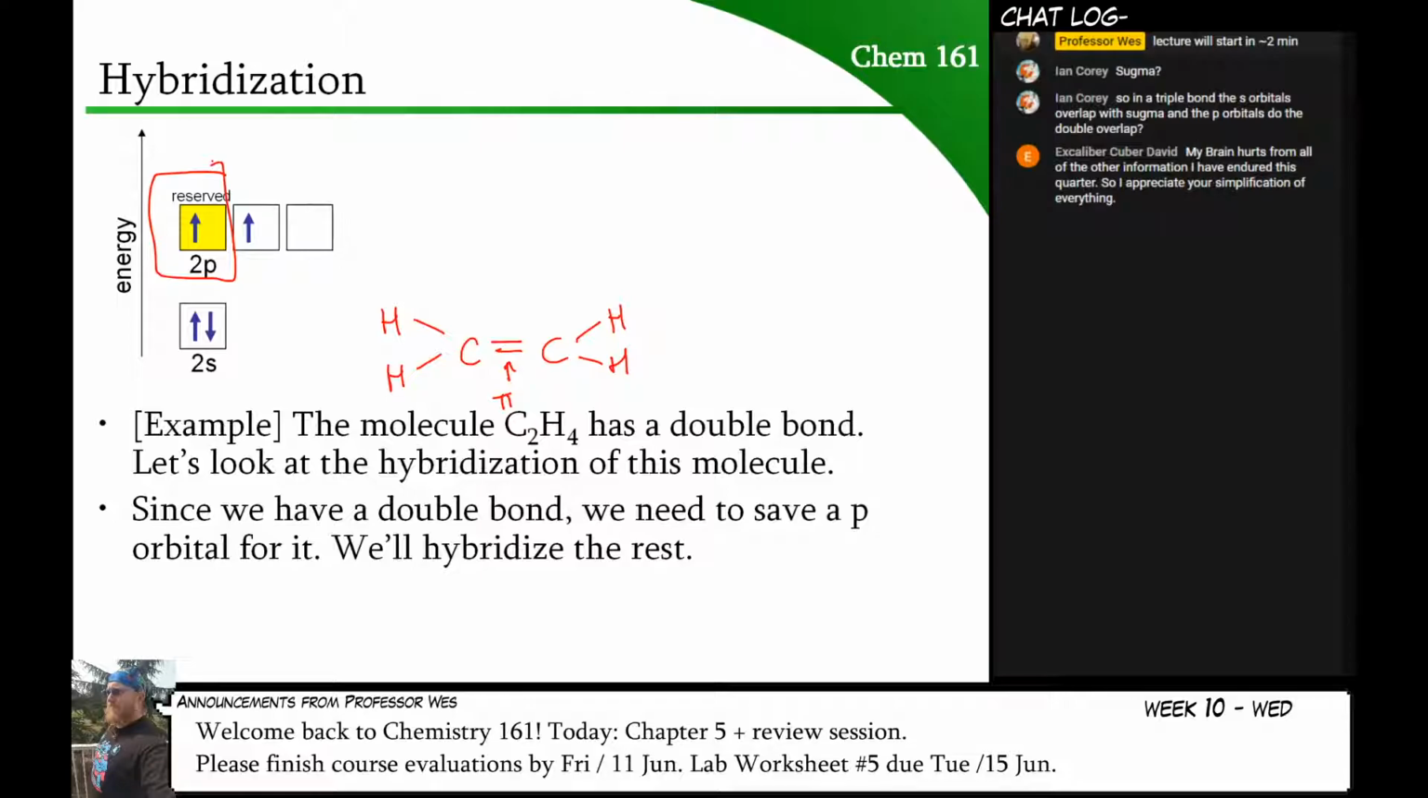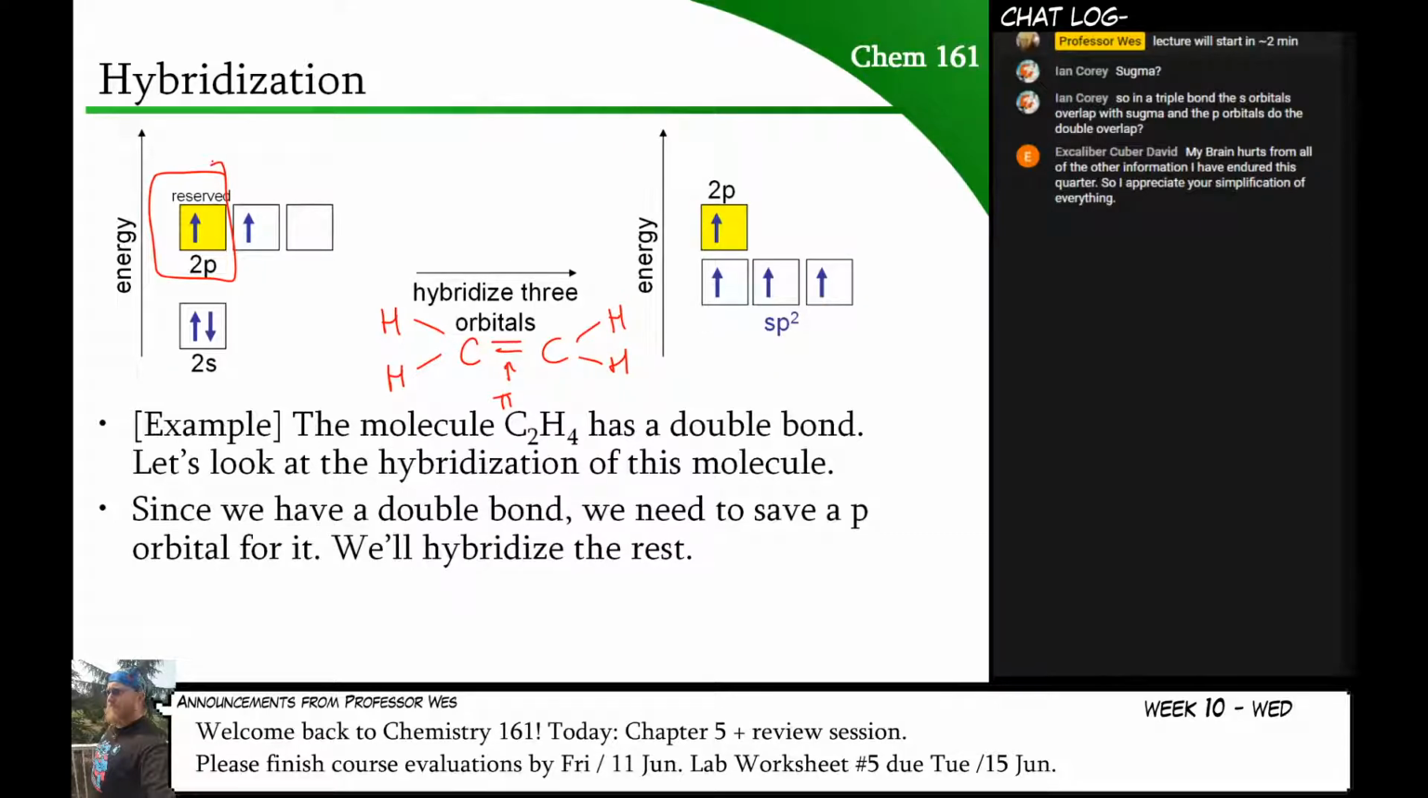Have you figured out why it's sigma and pi, s and p? Very clever, right? We'll just change the language on them. They'll never know. It's all Greek to non-chemists, yeah.